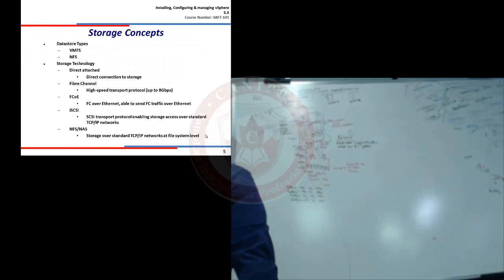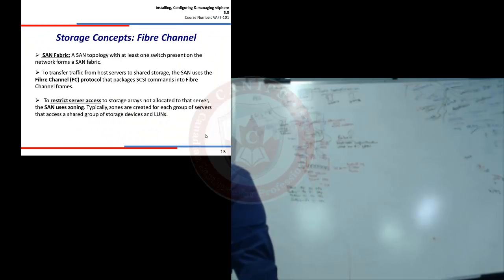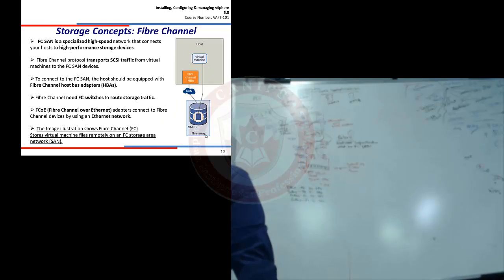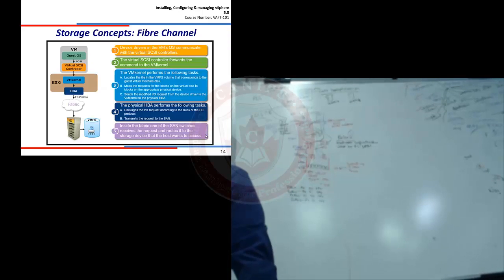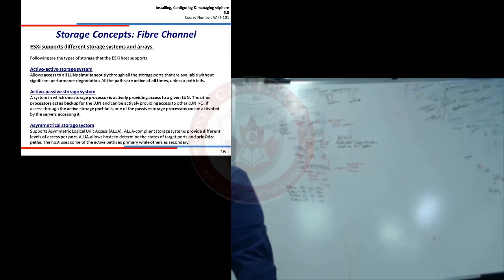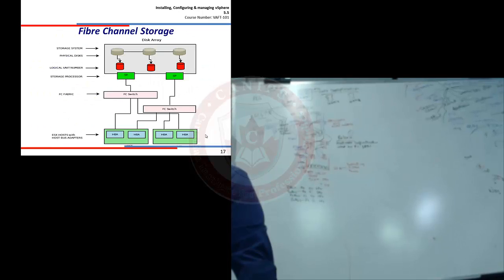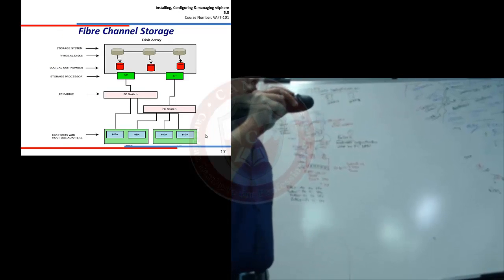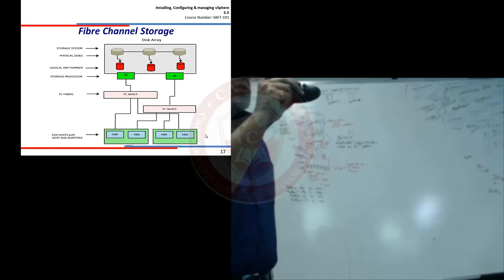So we are here in storage. We are going through storage. We talked about local storage, fiber storage, virtual machine, SAN. We are going through fiber channel SAN, and it's right here. So this is the fabric diagram that we discussed. That's right here. This is your storage.